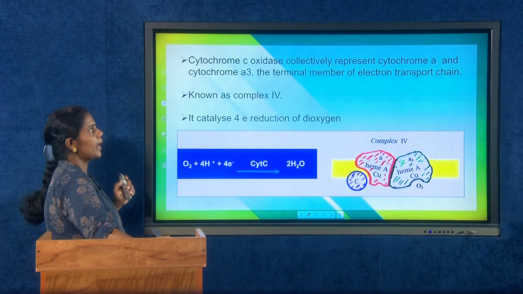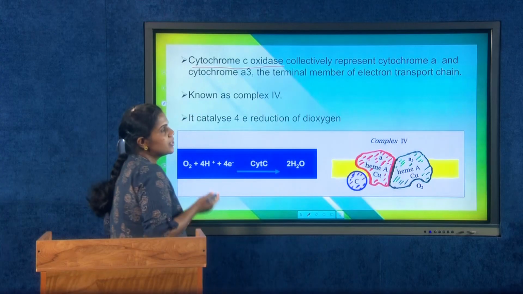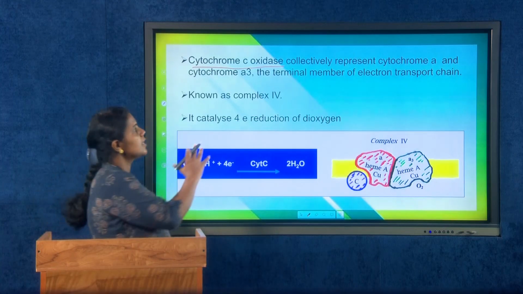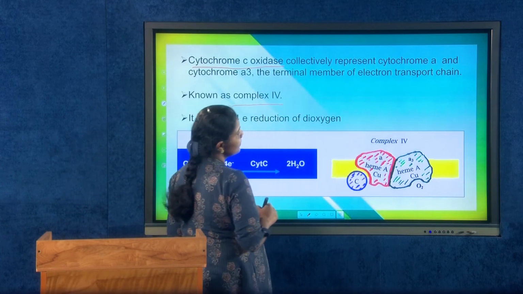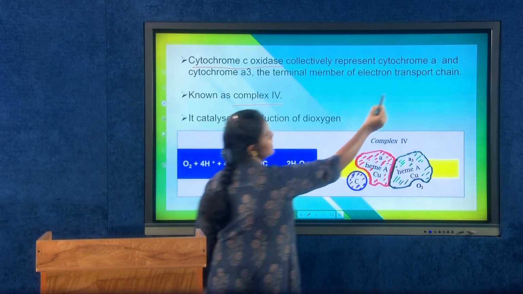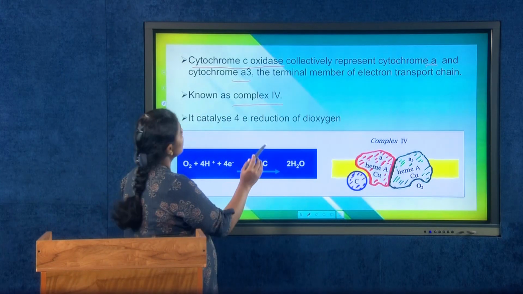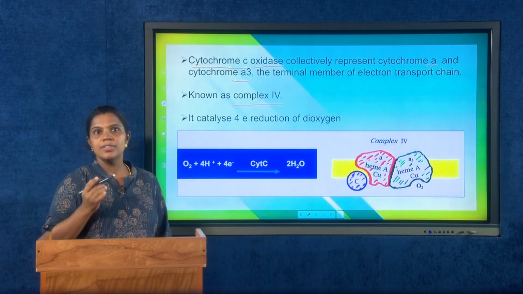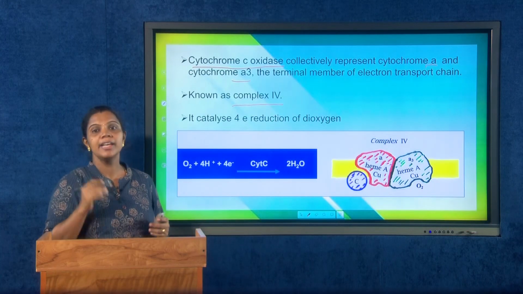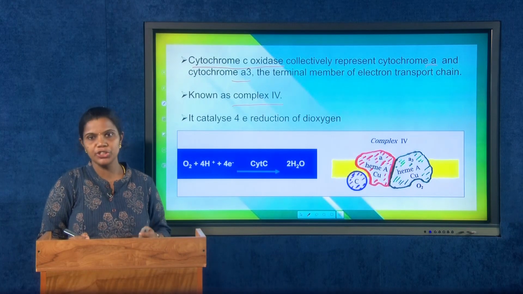Now, we will learn more about the enzyme cytochrome C oxidase. It is one of the important topics in bioinorganic chemistry. So, I mentioned that it is known as complex 4 and it is a combination of cytochrome A and cytochrome A3. It is the terminal member of the electron transport chain. So, we know that the electron transport occurs in a chain reaction, and this cytochrome C oxidase is the terminal member of the electron transport chain.